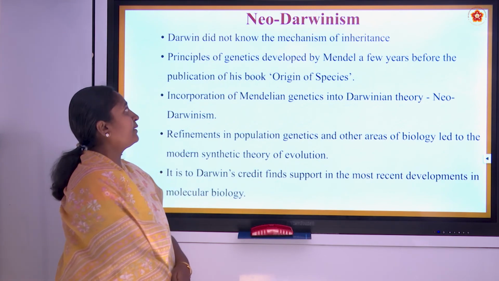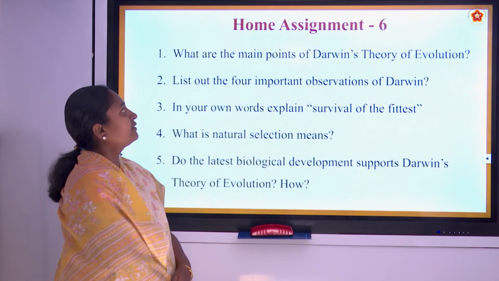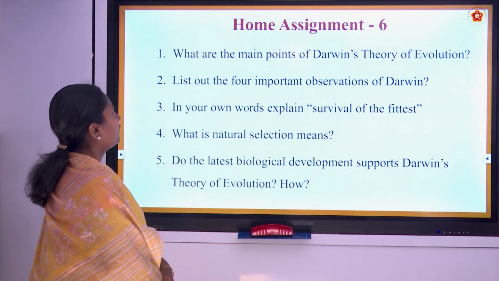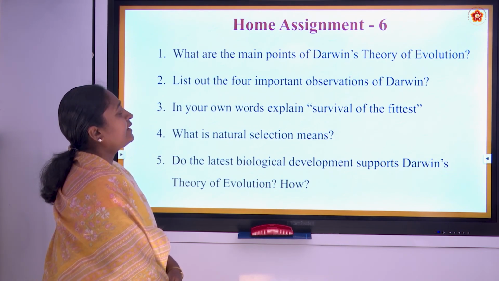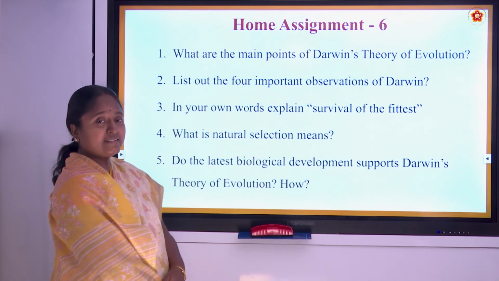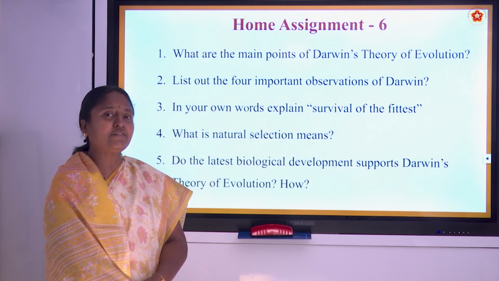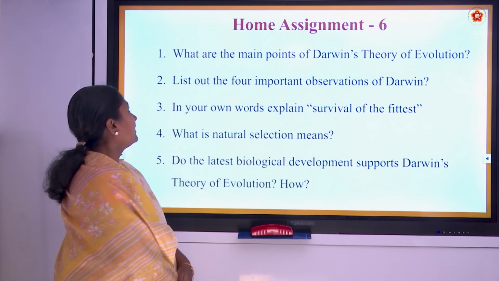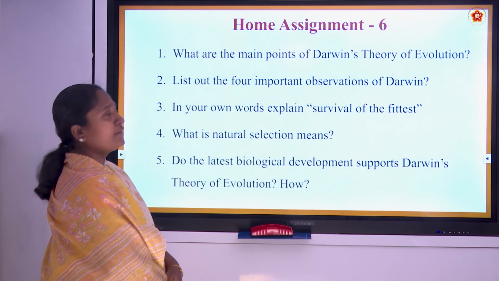Okay, with that we are coming to a conclusion, and we have a home assignment today. Home assignment 6: what are the main points in Darwin's theory of evolution? We have seen the salient features, right? Salient means the main, crucial or significant points. So, what are the main points of Darwin's theory of evolution.